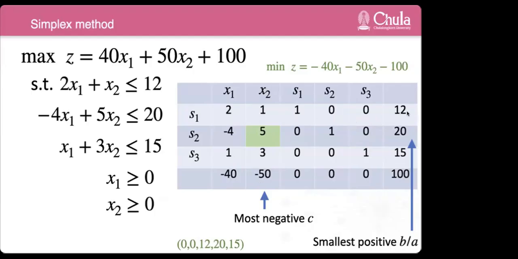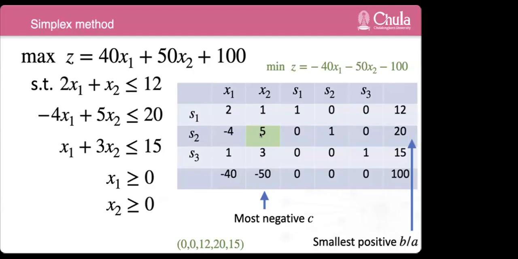So here, 12 by 1 is 12, 20 by 5 is 4, and this is 5. So we choose this one. In the next round, we insert x2 into the basic variables and remove s2 from the basic variables. In the next round, s2 becomes a non-basic variable and x2 becomes a basic variable.